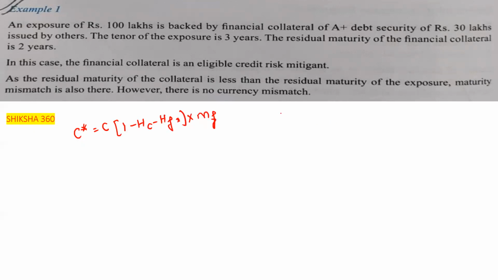Here we have to calculate MF. First of all, I will calculate MF here. We know that MF is equal to small t minus 0.25 upon capital T minus 0.25. Small t here we have been given, that is 2 years.